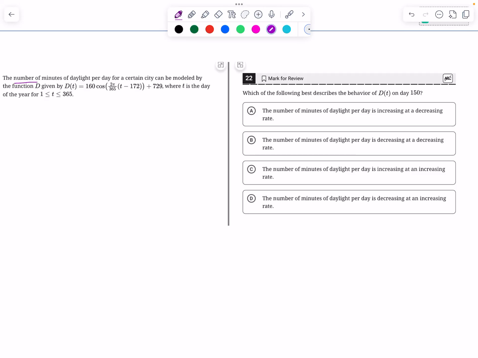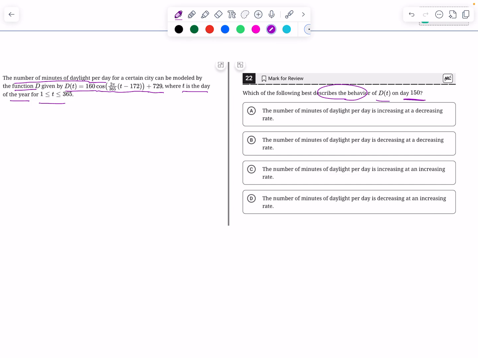The number of minutes of daylight per day for a certain city can be modeled by the function d, given by d(t) = 160 cos(2π/365 (t − 172)) + 729, where t is the day of the year for 1 ≤ t ≤ 365. Which of the following best describes the behavior of d as a function of t on day 150?